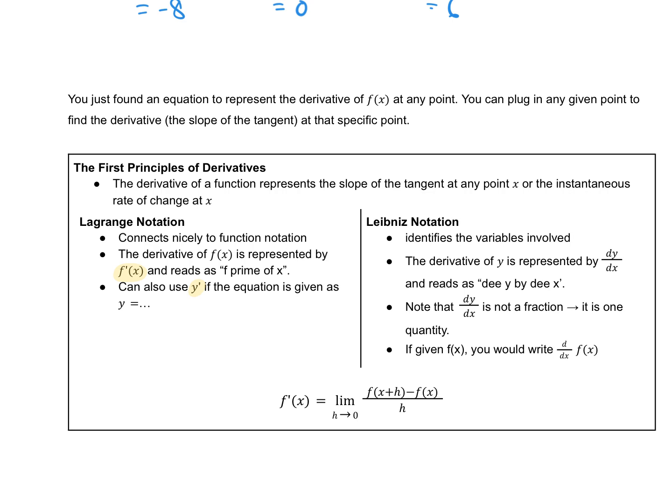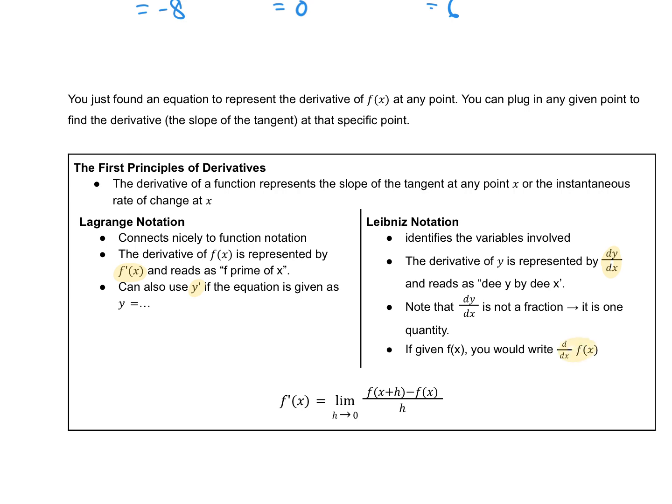And then we also have the Leibniz notation for the derivative, and that identifies the variables that are involved. So the derivative of y is represented by dy dx. And please note that dy dx is not a fraction, it is one quantity. So if I was given f at x and I wanted to use this Leibniz notation, I would write df at x over dx, something like that.